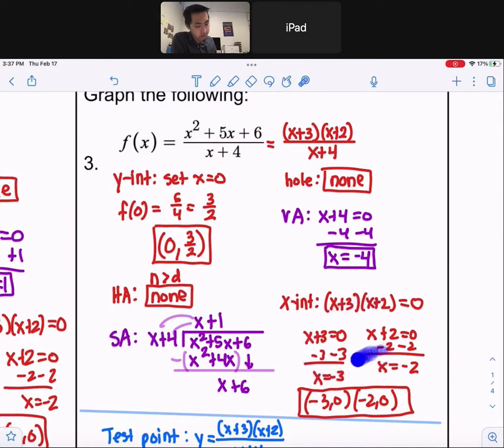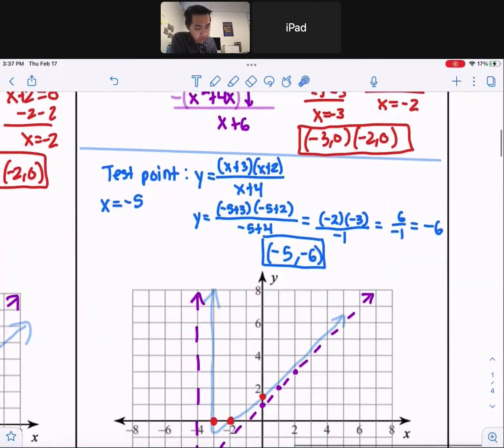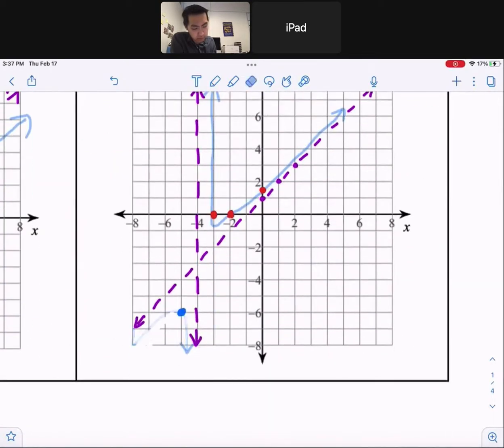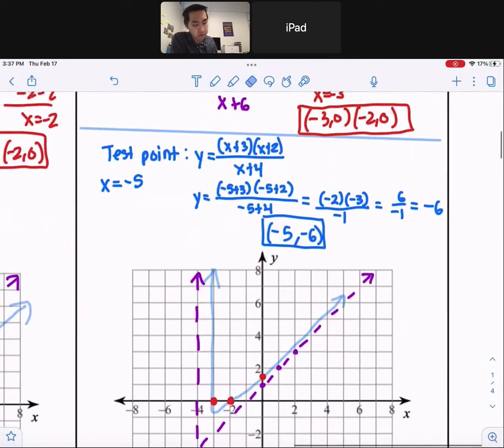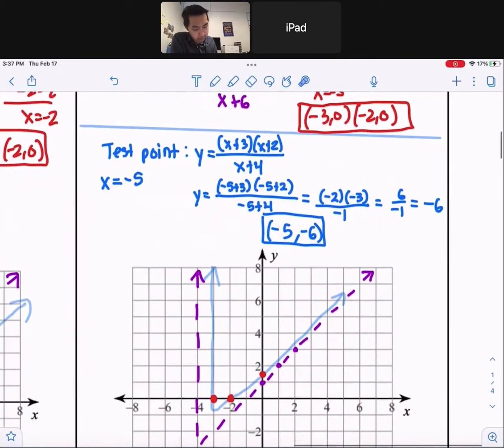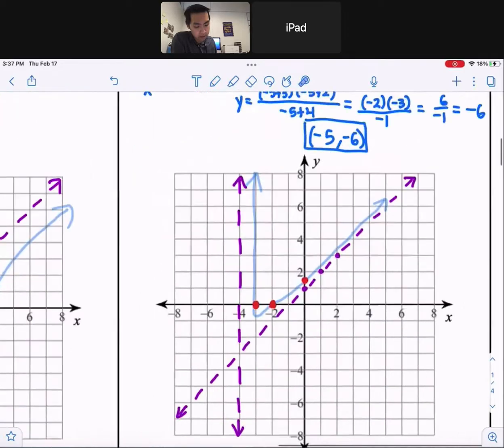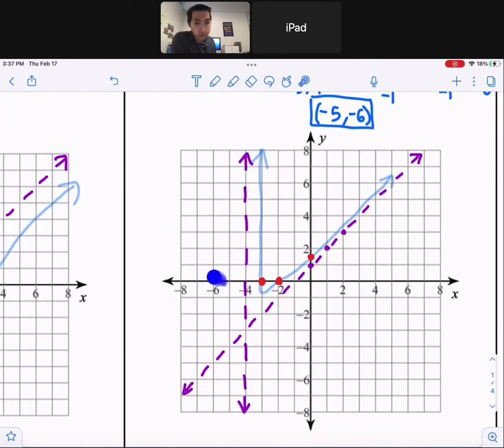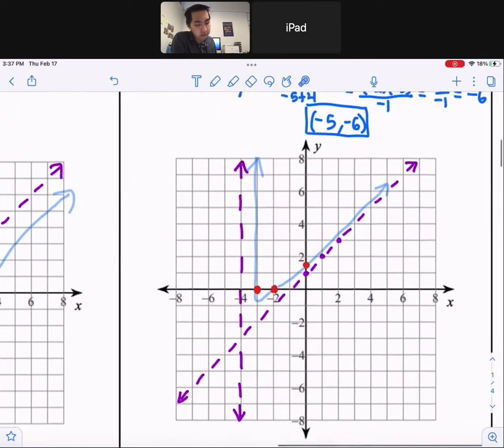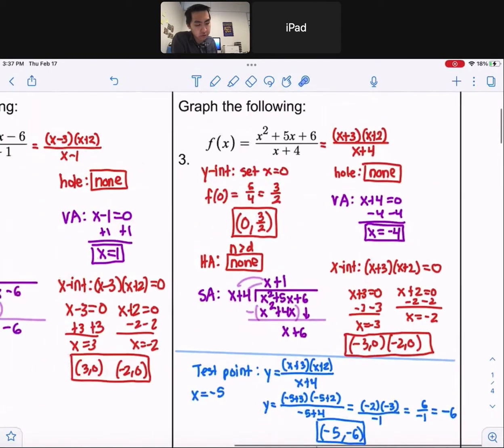Now, this is where we have to talk, right? So once you graph all that stuff, the x-intercepts, y-intercept, slant asymptote, and vertical asymptote, you could graph this part, right? Now look, on the left-hand side, you do not know where the graph is going to be because we need a test point, right? So I'm going to choose -5, but you could pick any of these points, and then plug in -5 into your equation.